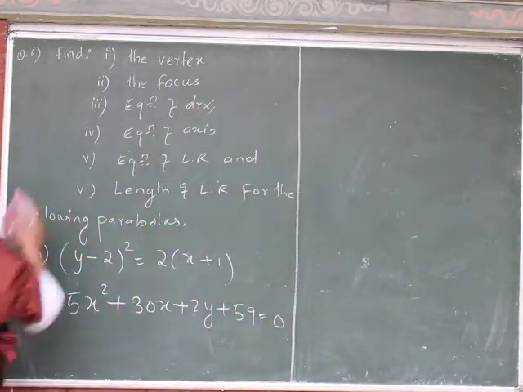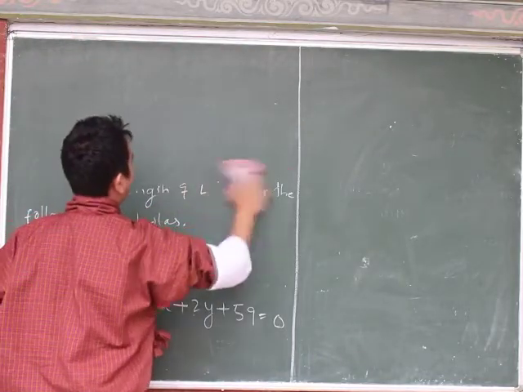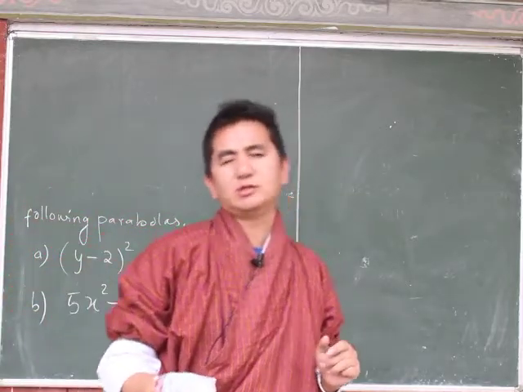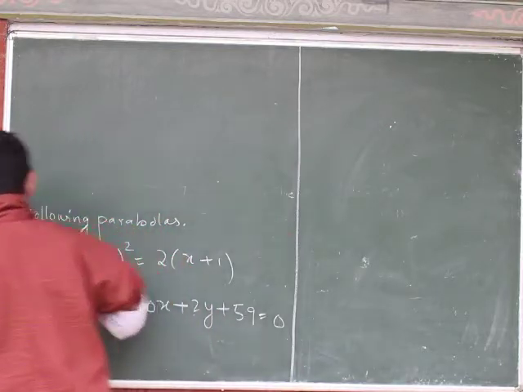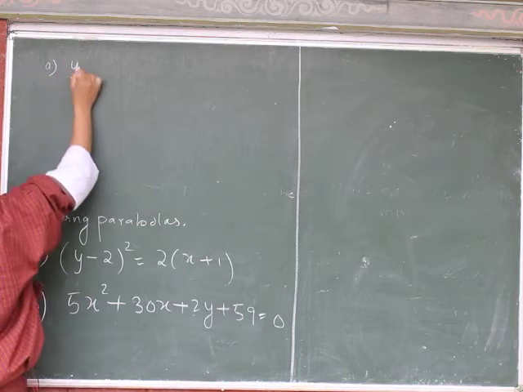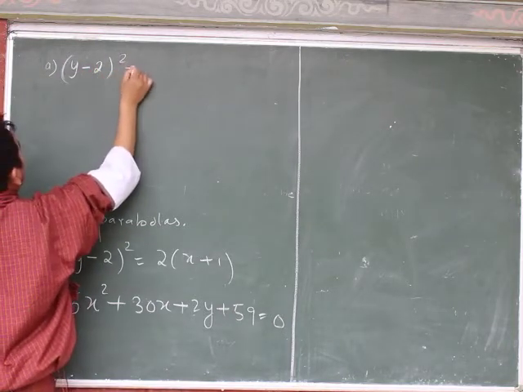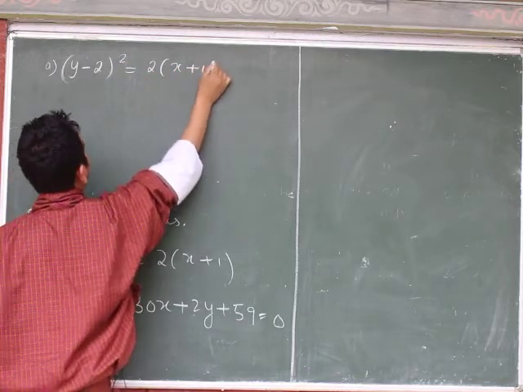Okay. So question number 6. This one is the last question under parabola. Then after this parabola, from tomorrow's lesson I will start uploading the videos on ellipse. So number A we have here, it is y minus 2 whole square is equivalent to 2 times x plus 1.